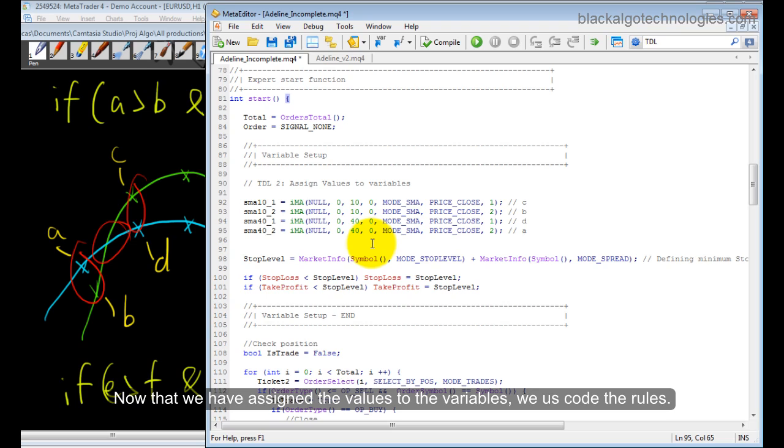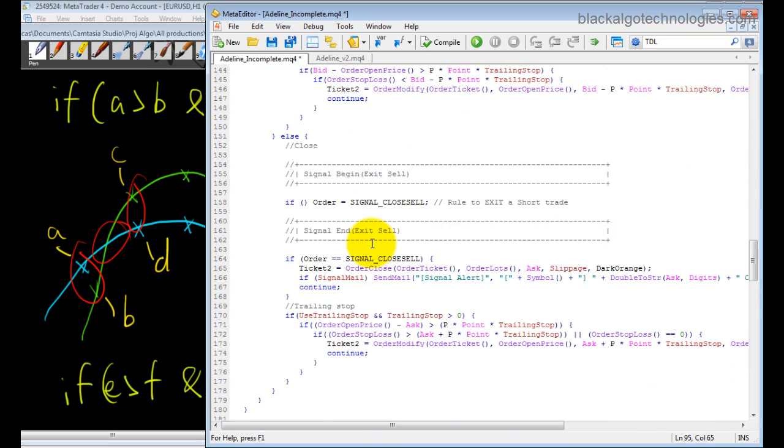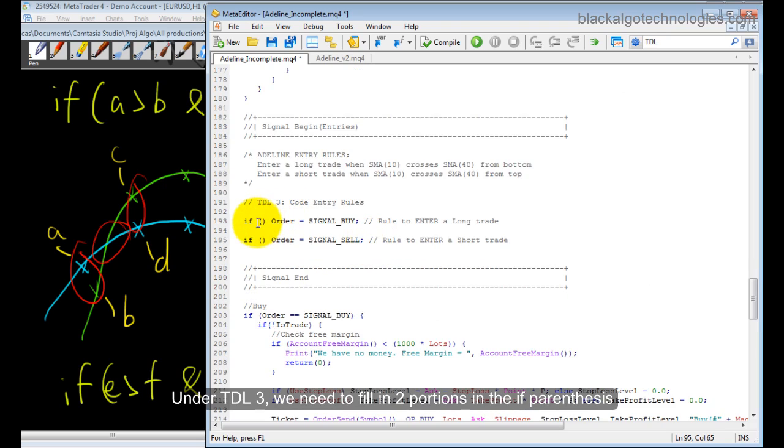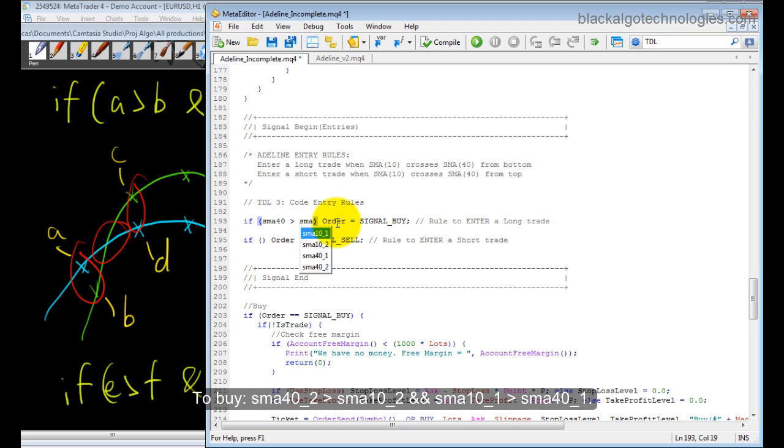Now that we assign the values to the variables, let us code it out. Under TDL3, we need to fill in these two portions in the if parenthesis. To buy, SMA 40 must be greater than SMA 10 1. SMA 42 must be greater than SMA 10 2. And SMA 10 1 must be greater than SMA 41.